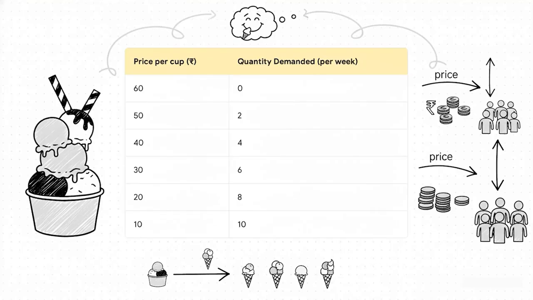And you can see this play out perfectly in a simple chart, like this one for ice cream. Look at this. When a cup costs 60 rupees, nobody's buying. But as that price drops, down to 50, 40, 30, all the way down to just 10 rupees, suddenly, people are buying 10 cups a week. The relationship is crystal clear.